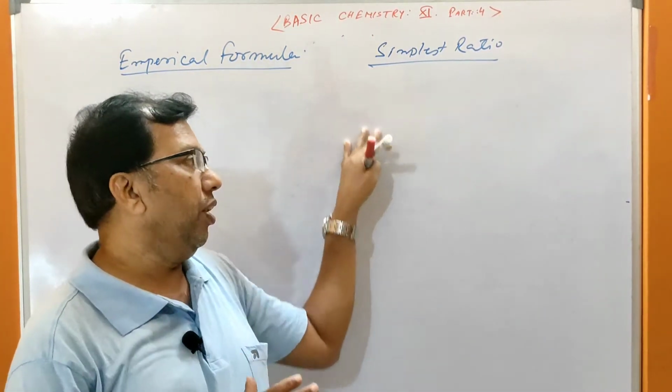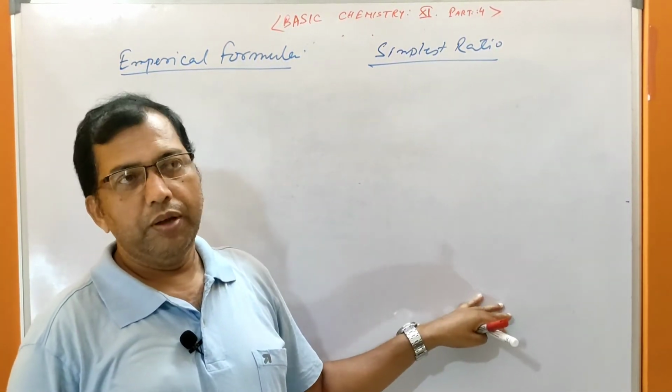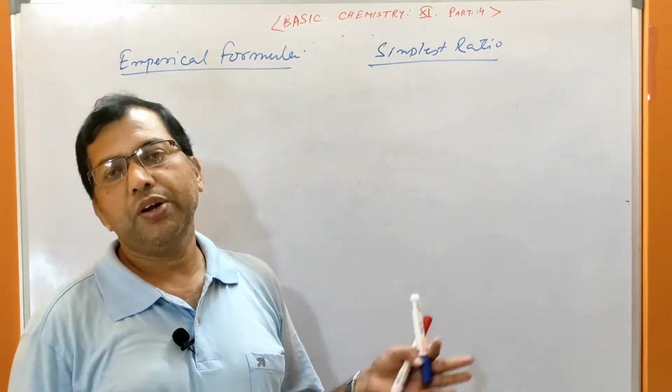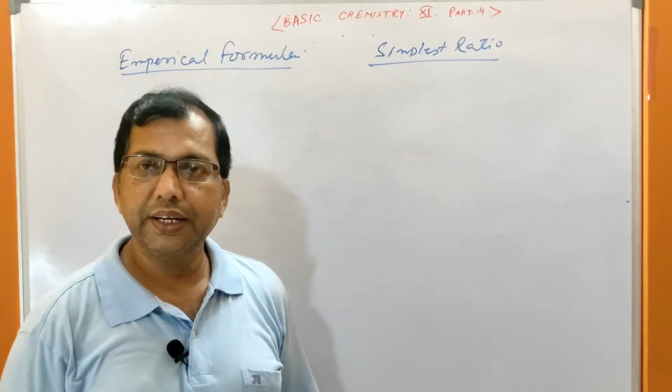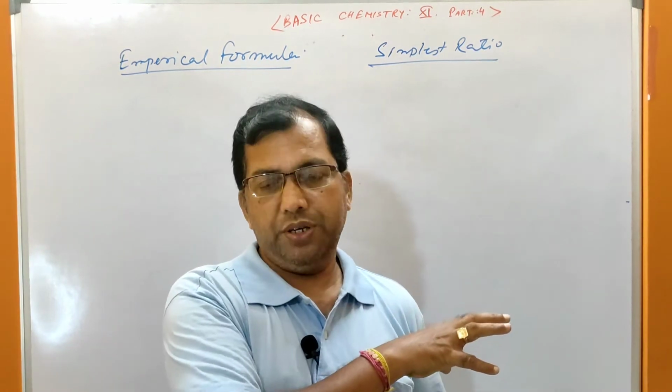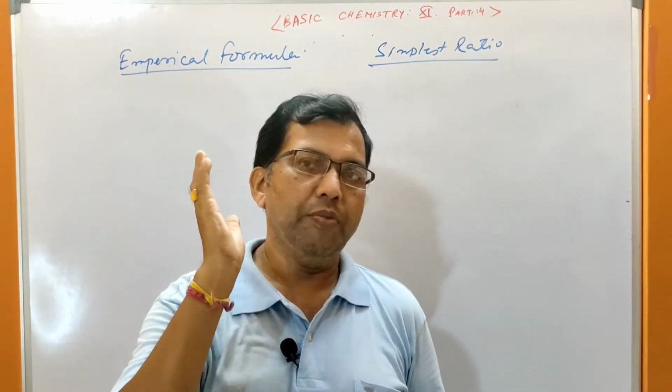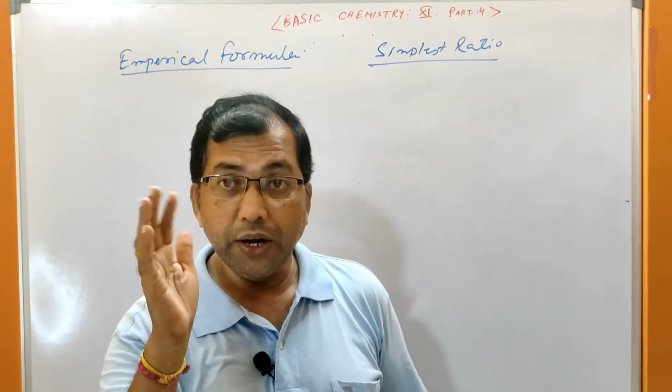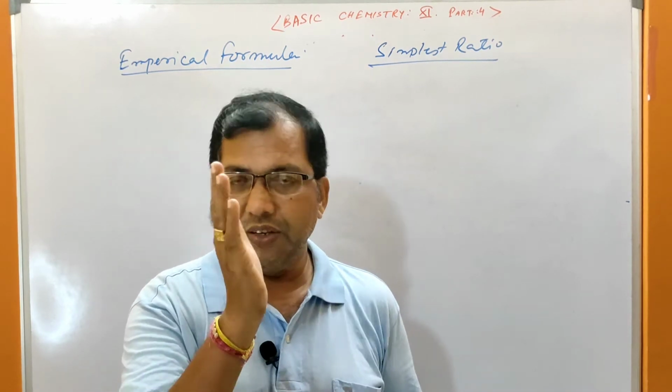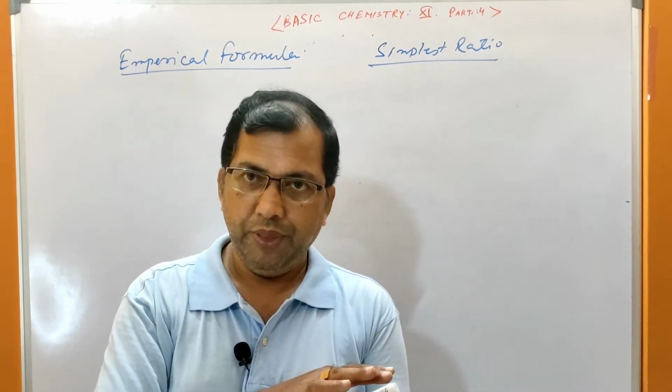There will be a table. You can write the tables. Before the tables, without tables you can do it. First, you divide the percentage of each element by the atomic mass. Percentage divided by atomic mass.